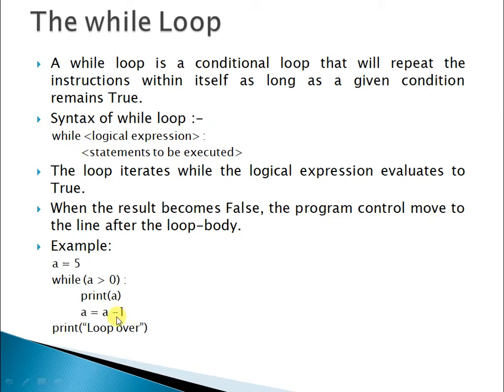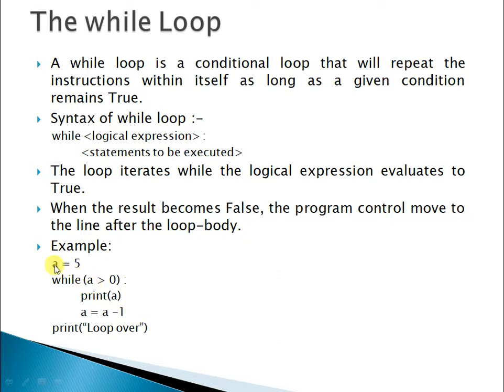As you are aware, each loop has 4 parts. First part is initial value, that is this 5. Second part is ending value, that is the condition part. This is, it should be greater than 0. Third part is the body that is to be executed, which is this statement. And the fourth one is increment or decrement, that is we call modification, that is this line. All the 4 parts are present in this loop.